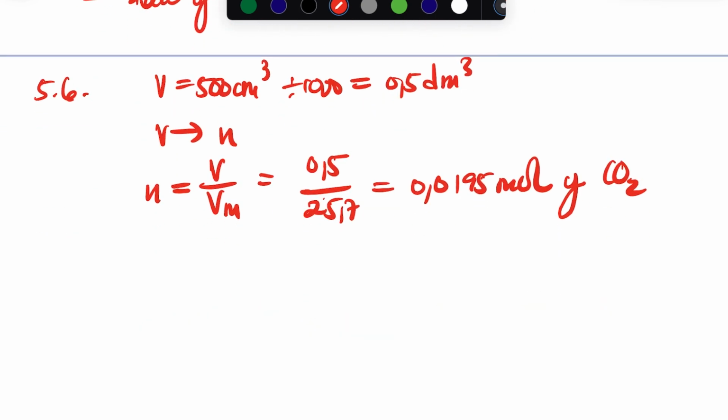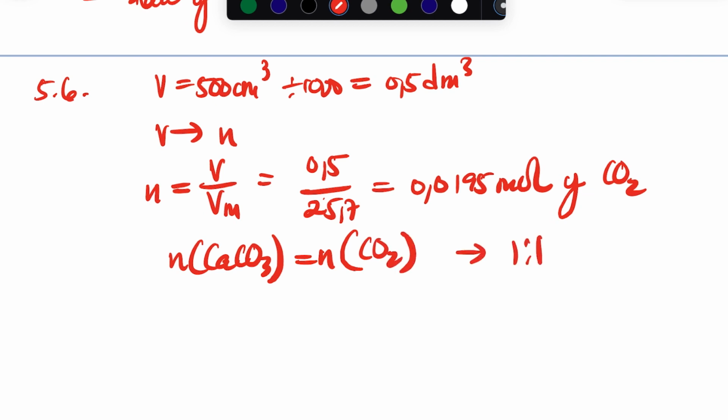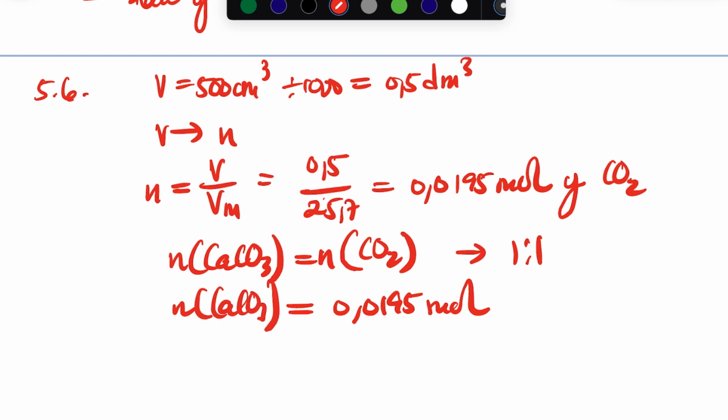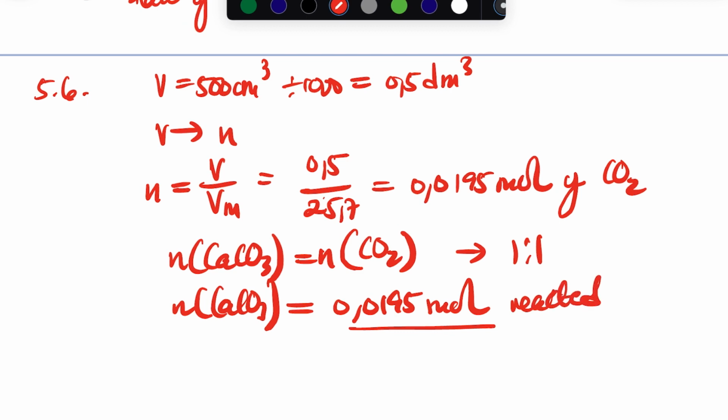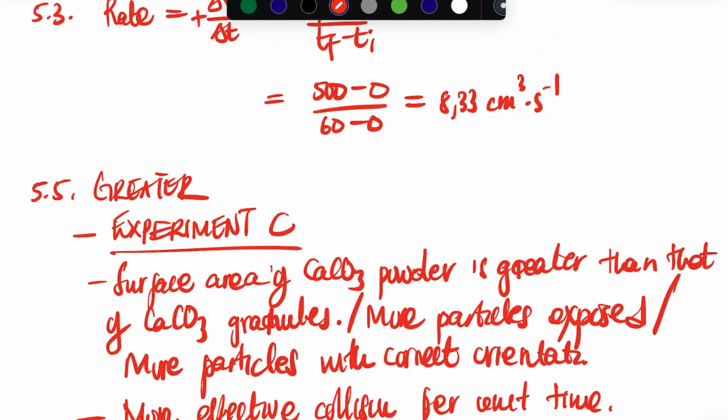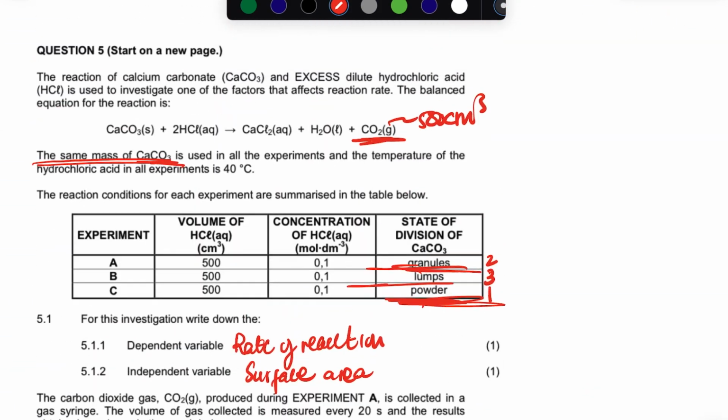And then what are we going to do? We're going to do the mole ratio. The number of moles of calcium carbonate is equal to the number of moles of carbon dioxide, because the ratio is 1:1. So it's going to be 0.0195 mole. These are the number of moles of calcium carbonate, since the ratio is 1:1. These are the moles of calcium carbonate that reacted with the acid. Was the acid HCl? Yes.